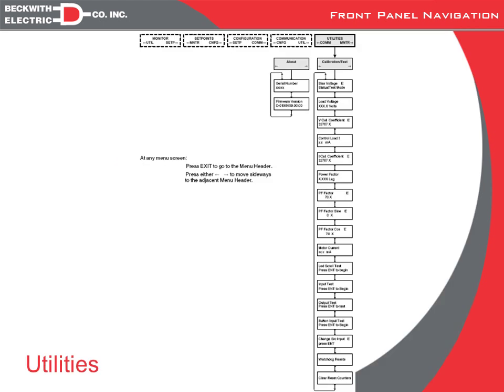And finally, we have the utility screen. And in the utility screen, you can see that there's only 2 menus. One of them is the About, which is a way of finding the serial number and the version of firmware.